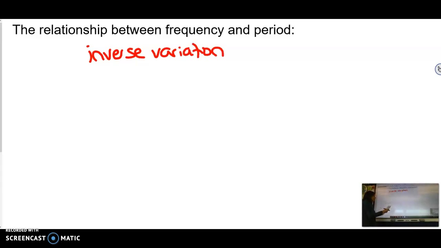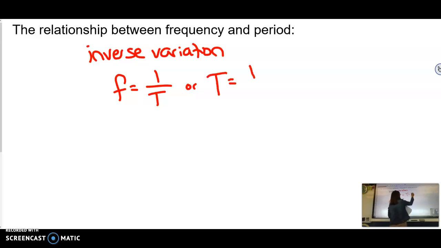So we get this relationship that frequency is 1 over the period, because they're reciprocals of each other, right? One was 5 over 8, the other one's 8 over 5. You flip it. Well, this is how you write reciprocals in math. So frequency is the reciprocal of the period, or the other way around, period is the reciprocal of the frequency.